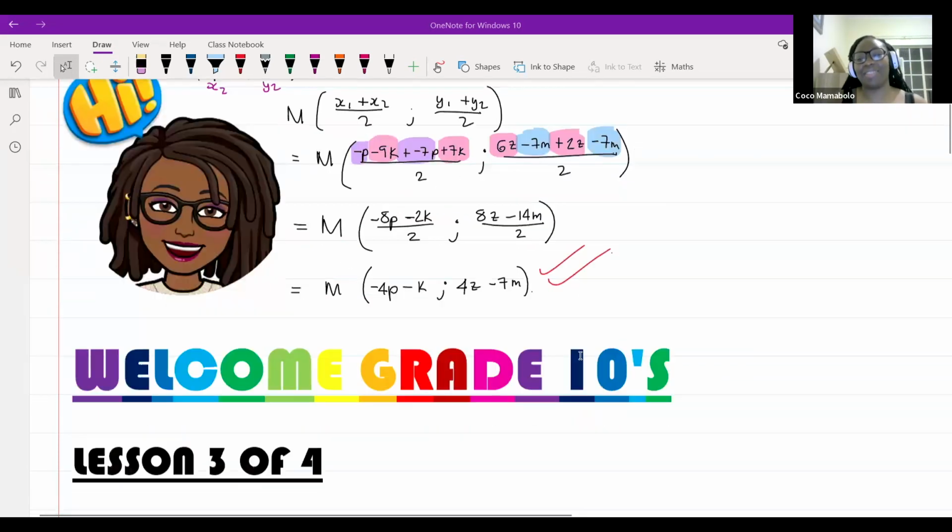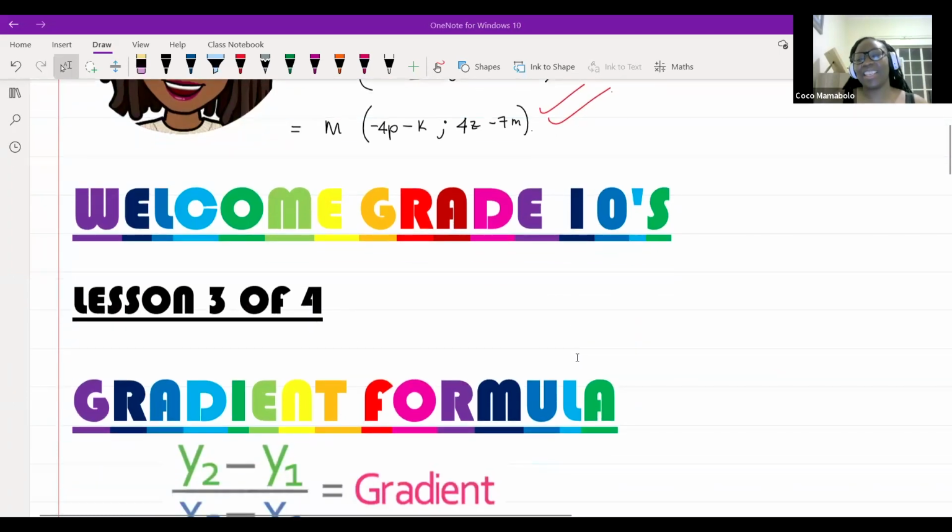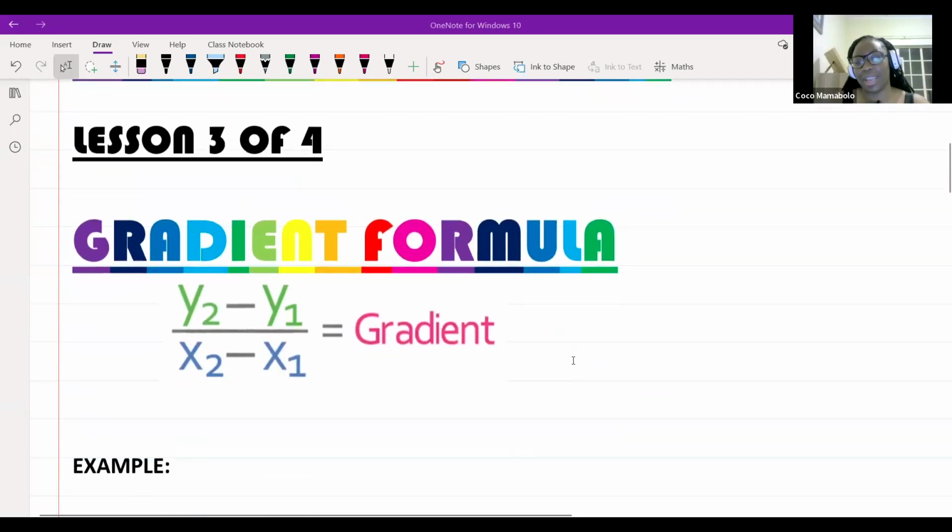All right, let's talk about the gradient formula today. Thumbs up. I just need to check with everyone before we continue. Thumbs up if you've already started analytical geometry at school, or thumbs down if you have not. Just so I know how thoroughly to go through this.